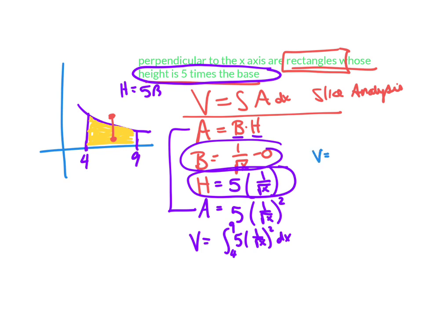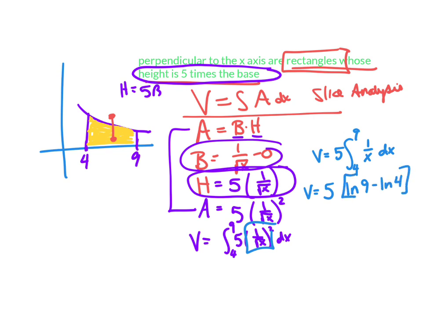I'm going to say that volume is really 5, pull that 5 out as the coefficient, 4 to 9. When I square that 1 over radical x, I just get 1 over x dx. So this integral, like I said, is very simple. I'm going to get 5. When I integrate 1 over x, that's really the ln, upper minus lower. The ln of 9 minus the ln of 4, and it's 5 times that quantity.